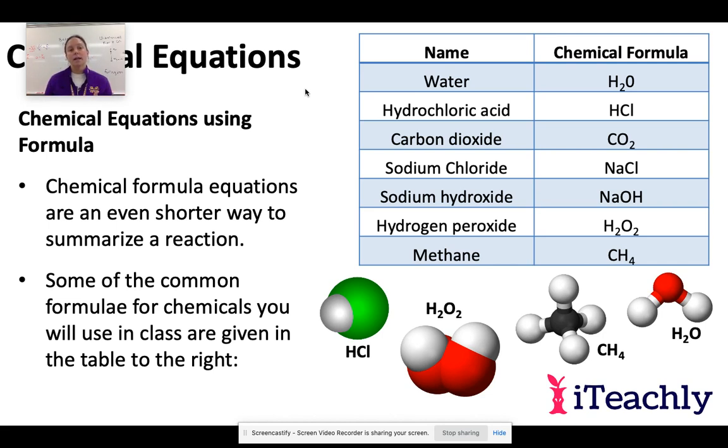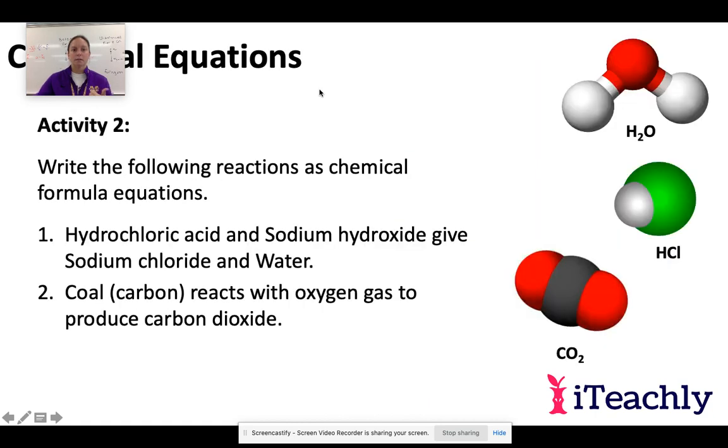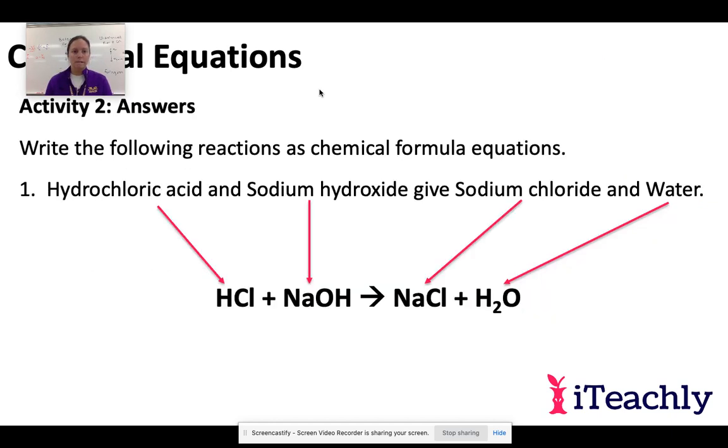So let's go ahead and look at that with the chemical reactions. So again, here are the 2 reactions. Hydrochloric acid and sodium hydroxide gives or produces sodium chloride and water. And then coal, which is carbon, reacts with oxygen gas to produce carbon dioxide. So what would those 2 reactions look like if I would do it in shorthand?